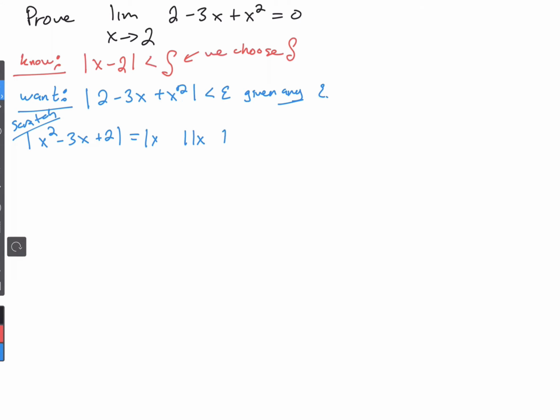So, x minus two, x minus one, right? Okay. Now, if we look back up at what we know, x minus two is less than delta, so we don't worry about that. So we have this extra x minus one here. We need to bound this, right? You guys agree with that? So what's our strategy for bounding this?